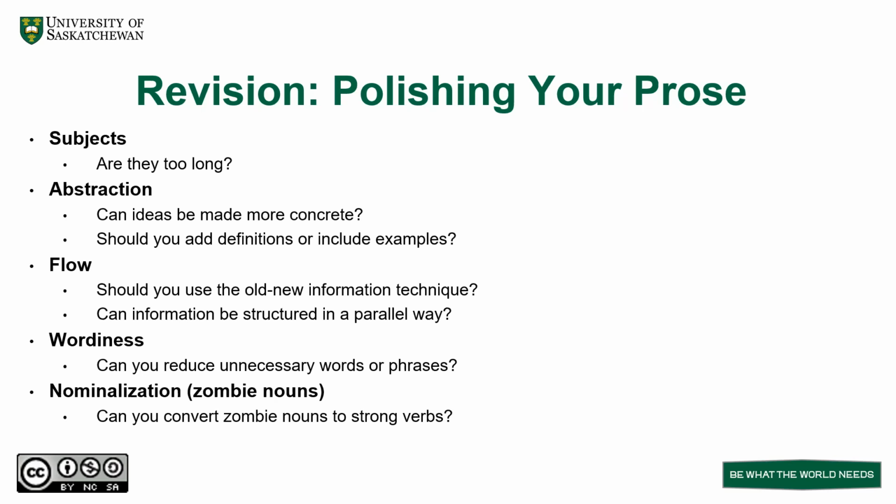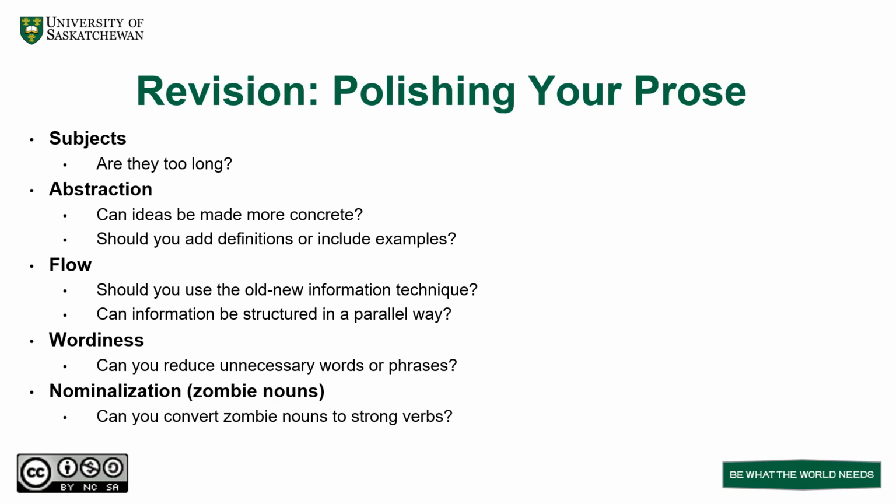So this is just a checklist that you can keep in the back of your mind as you are working through your writing. After you've written a first draft and you're starting to go through that revision process, you can ask yourself, how are my subjects being written? Are they too long? Can I shorten them? Can I reduce the distance between my subject and my verb? Do I have a lot of abstract language? Can I make these ideas more concrete? Should I make use of definitions or examples?